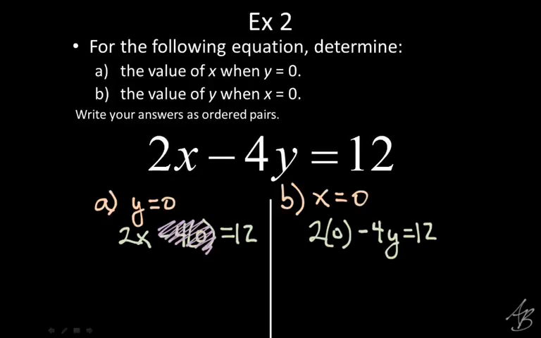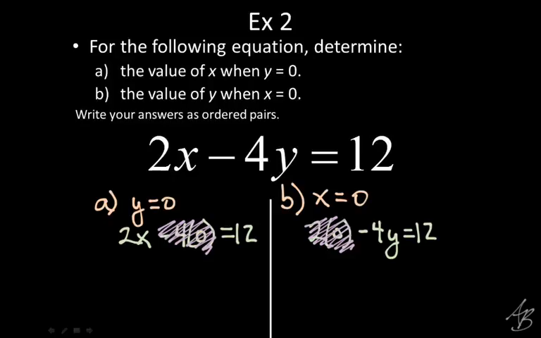In the second one, which one are we going to get rid of? The 2 times 0. Should I get rid of the negative also? No, this negative here needs to stay because that goes with the 4y. So we're going to scratch out the 2 times 0, and we're left with negative 4y equals 12. All right, so now we're going to solve.